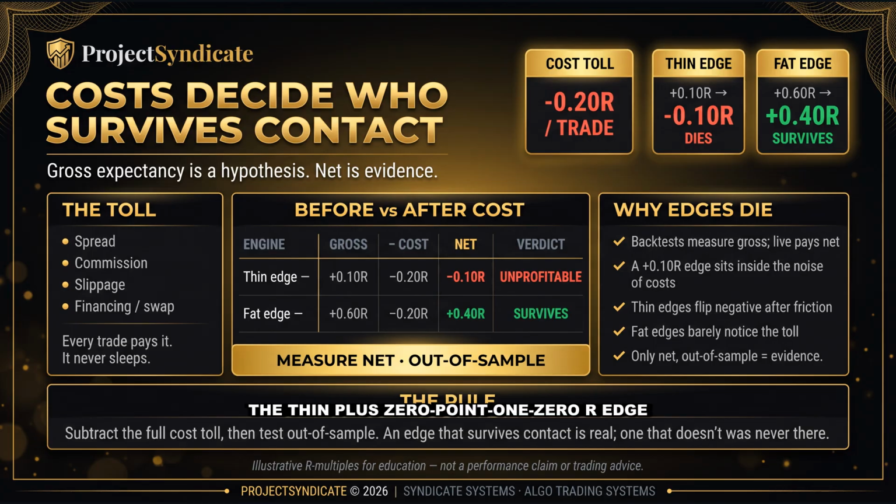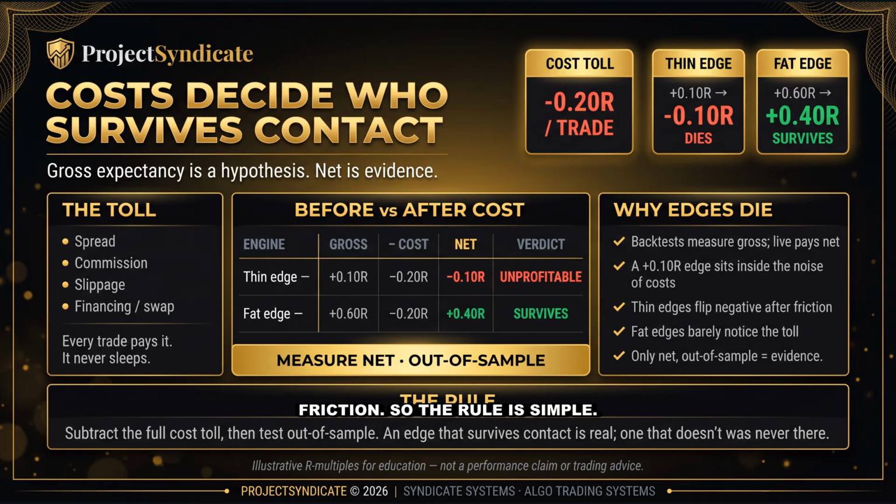The thin plus 0.10R edge flips to minus 0.10. It dies live because it was always sitting inside the noise of costs. The fat plus 0.60R edge drops to plus 0.40 and barely notices. This is why back-tested edges die. They were measured before the friction.